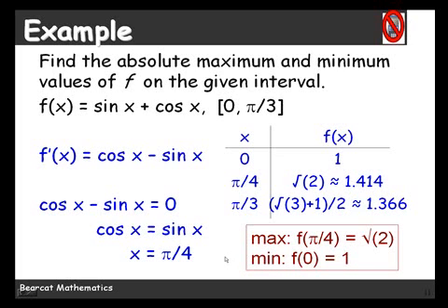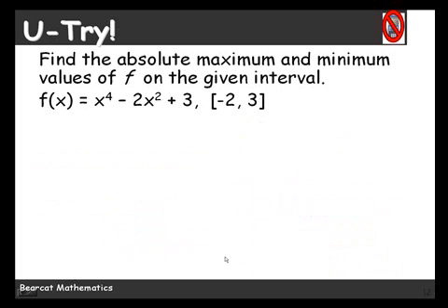On the next slide, we'll have one for you to try. Find the absolute maximum and minimum values of f on the given interval. The function is x to the 4th minus 2x squared plus 3, and the interval is negative 2 to 3 inclusive. Now notice, this is a problem we should be able to do without our calculators. You might want to plug in negative 2 or 3 to do some calculation, but we don't want to do any graphing here. We should be able to do this without a graphing calculator.